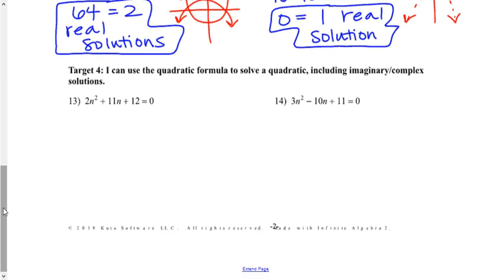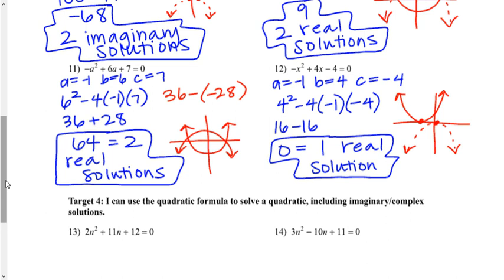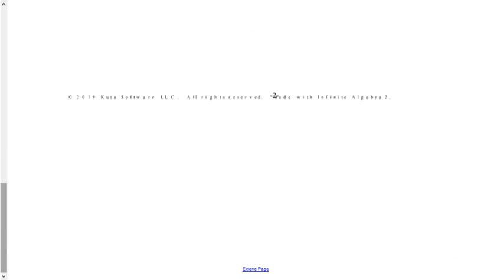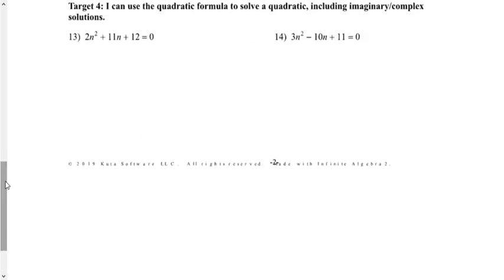All right, target 4. Says I can use the quadratic formula to solve a quadratic, including imaginary/complex solutions. So the quadratic formula forces me to actually pull out my a, b, and c value, and then it also uses the discriminant in that formula. So I'm gonna do that first, just so I can kind of figure out how many solutions I'm gonna have and like what type they are.